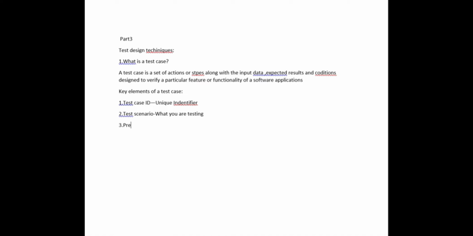Key elements of a test case: test case ID, a unique identifier; test scenario, what you are testing; precondition, what must be true before testing; test steps, the exact steps to execute; test data, input values; expected results, what should happen; actual result, what actually happened; status, pass or fail.